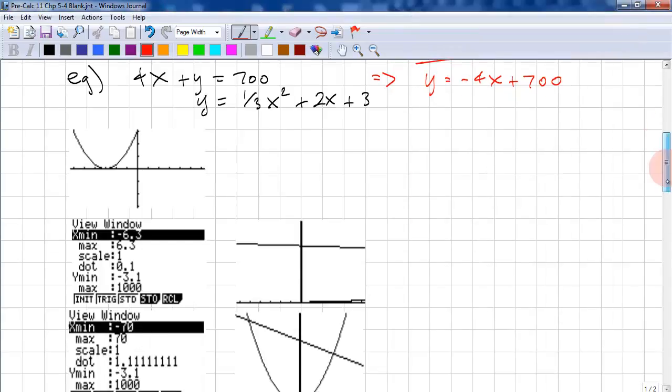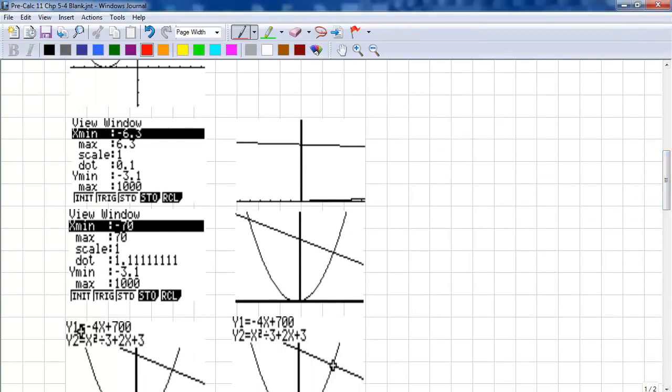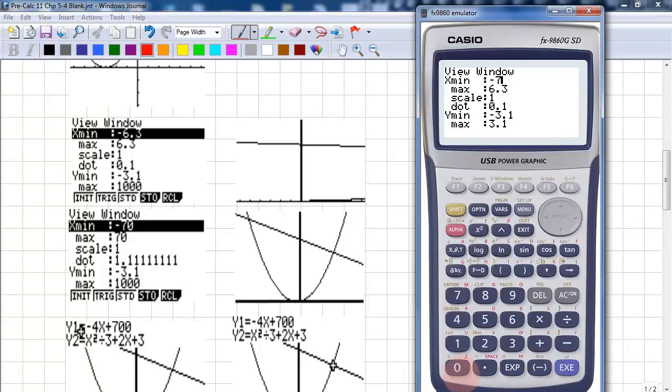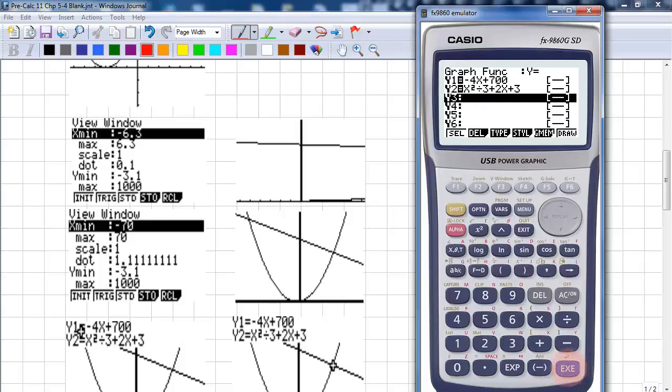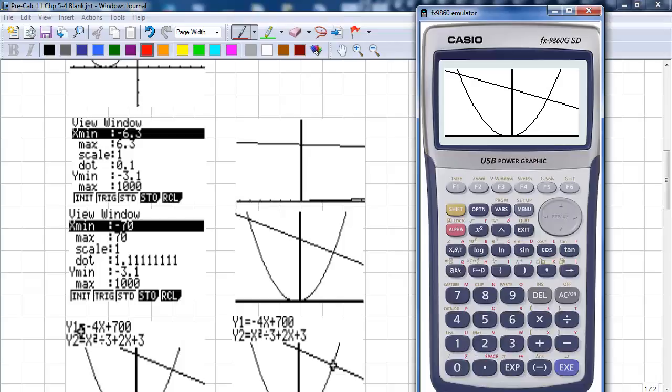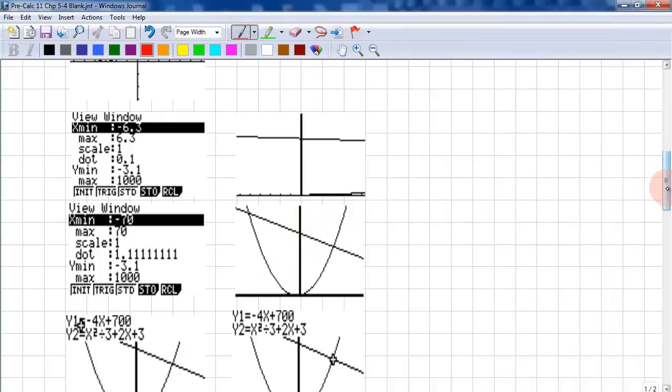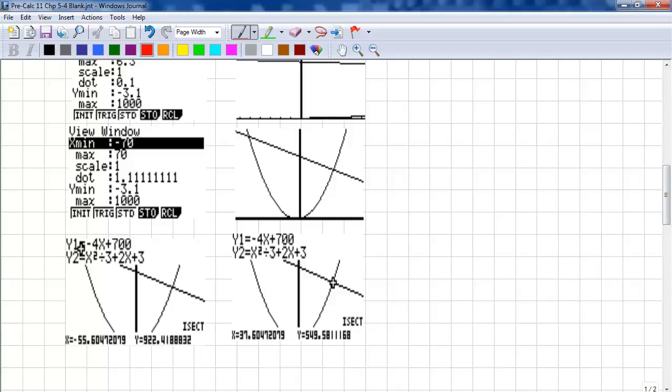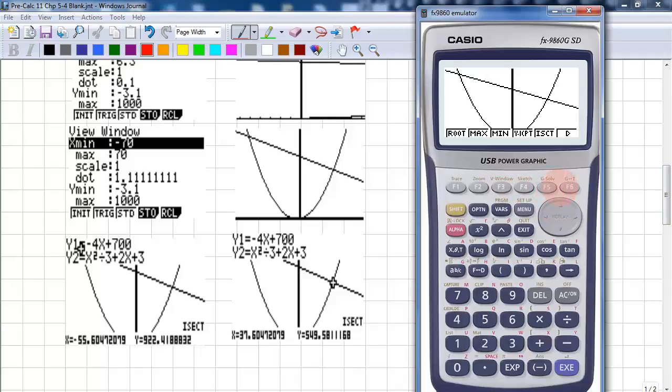So as suggested, we're going to be setting the window to this, negative 70 to 70, and we need to adjust the y. We'll leave the negative 3.1, we'll change this to 1000. The reason why I'm setting it to 1000 is we know the y-intercept is 700. Okay, and now we get something like this. And to solve this, all we have to do is go gsolve, and we're looking for intersect. And that's the abbreviation for intersect on this computer, so we press F5.